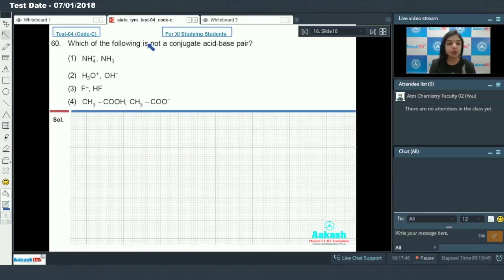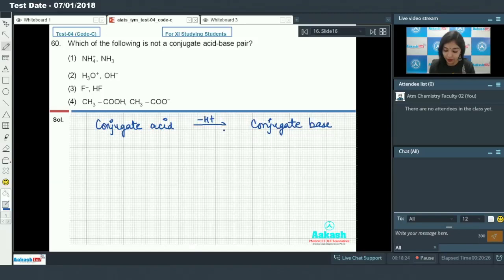So moving on to the next one. So we have question number 60, which says: which of the following is not a conjugate acid-base pair. So the conjugate acid-base pair differs only by one proton. Suppose you have a conjugate acid, so if it loses one H plus, it will form the conjugate base, and if the conjugate base accepts one H plus, it will form the conjugate acid. So in the first case you have NH4 plus. ठीक है, अब अगर हम NH4 plus का conjugate base करते हैं, it will lose one H plus, so it will form NH3. So we can say that this is a conjugate acid base pair.